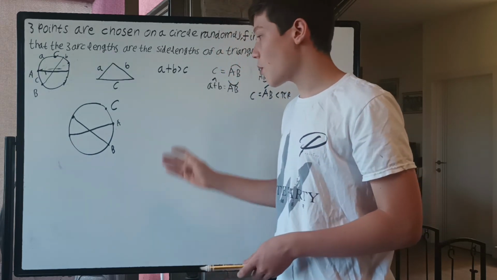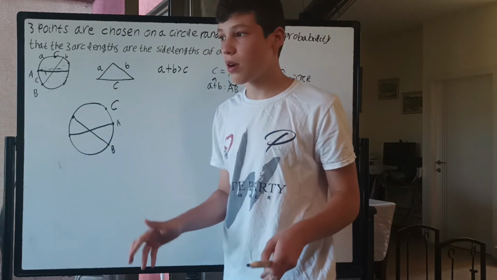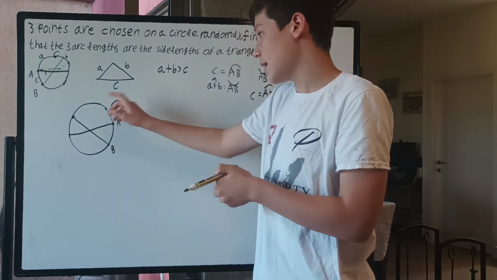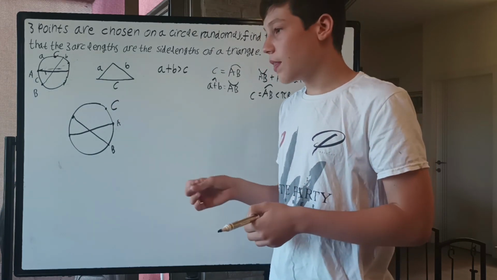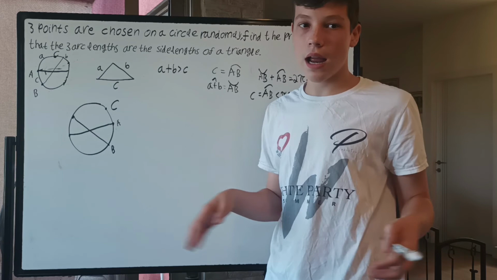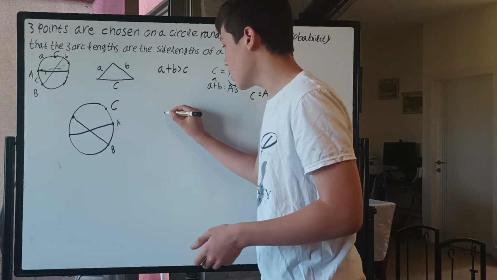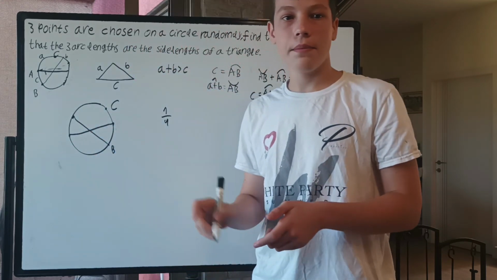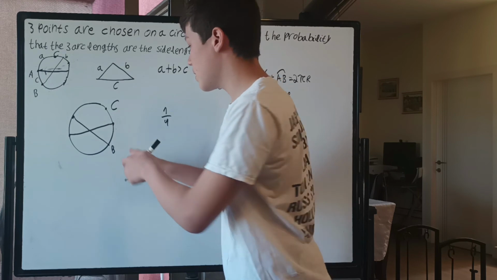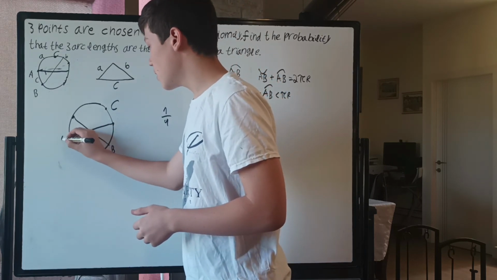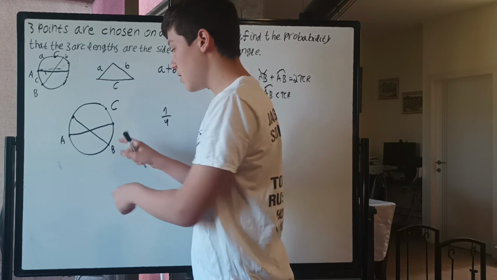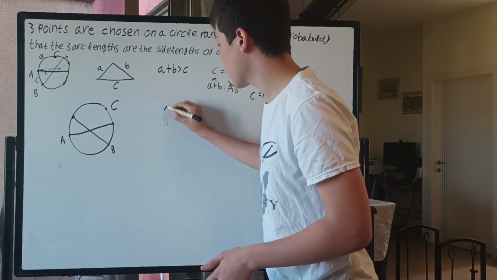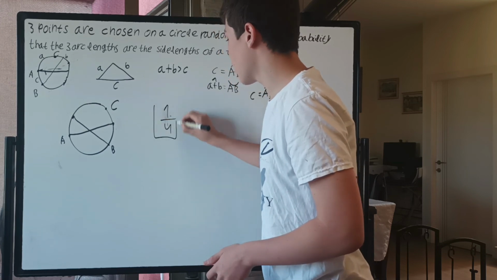So we had four cases, and in only one of them could we form a triangle. And this is true for any two random diameters we pick, and for any random point C. Meaning that after we sum or average these all out, we'll just get the probability of 1 over 4. So the final answer is 1 over 4.